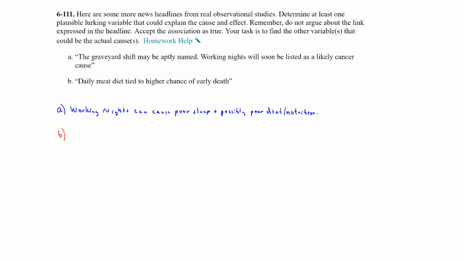So on that one, what are some other variables? One of the ones that you could think about is that it could actually be tied to gender. Men as a group eat more meat, and we know men don't typically live as long as women. So maybe that is actually the cause of the early death. Another possibility depends on what kind of meat they're eating. If it's processed meat, that's not as good for you as other meats. So a couple of different options there as well. And those are just a couple ideas, and there's obviously other things that you could have written down as well.